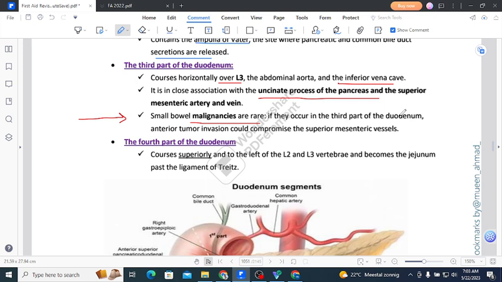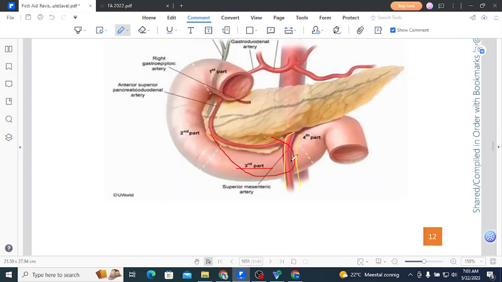If they occur in the third part of the duodenum, anterior tumor invasion could compromise the superior mesenteric vessels. So normally the tumors don't develop here, right? They are very rare. But if they develop here, they will move anteriorly, and then they will compromise the blood supply of the superior mesenteric artery, and the superior mesenteric artery is the main blood supply of the midgut.